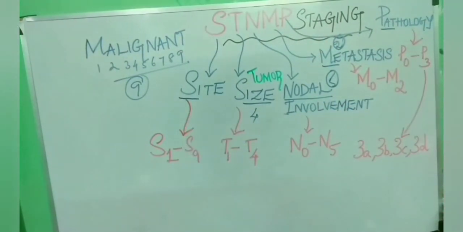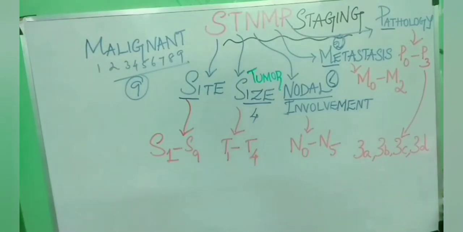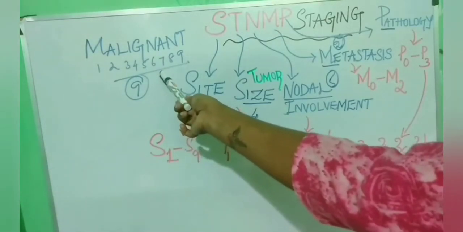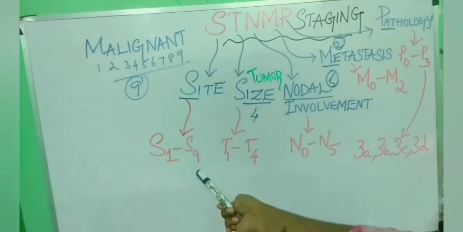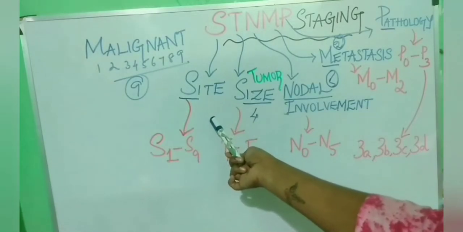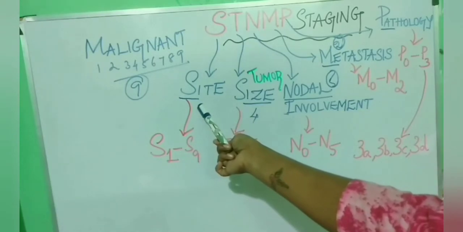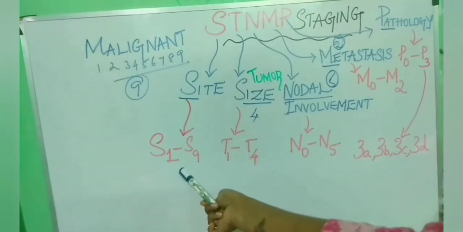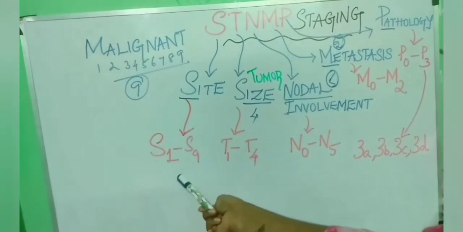Site of the primary tumor is categorized from S1 to S9. How are we going to remember this? Now at this point we need to think about the word malignant. Basically we are studying about malignancy. So now we need to count that word malignant. Totally 9 letters are there. So we have 9 subdivisions in the site of the primary tumor. Now we need to look at this word site. Actually it is SI, but we need to write it like S1. So totally we have 9 subdivisions in the site of the tumor from S1 to S9.